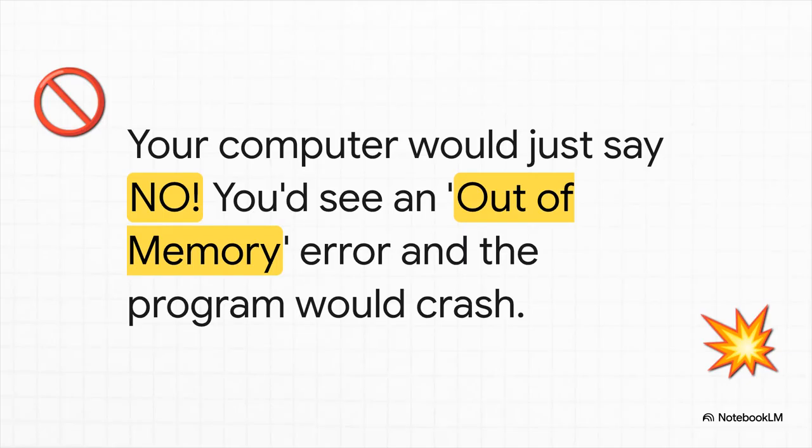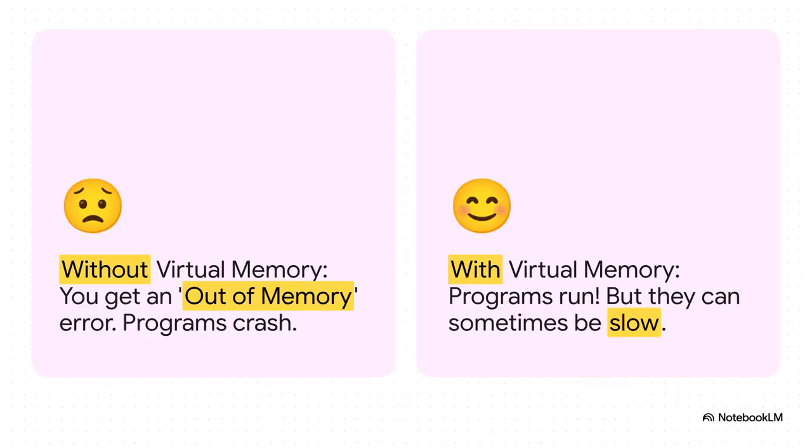The demand is just way bigger than the supply. So just for a second, imagine a world without this swapping magic. What would happen? Well, the instant you tried to open that third app, the one that tipped you over the 4 gigabyte limit, your computer would just say no. It would throw up its hands and you'd get that dreaded out-of-memory error. The program would either refuse to launch or everything would just crash. And this is where you see the core trade-off. Without virtual memory, you just hit a hard wall. End of story. But with it, the programs actually run. You can have all 3 open at once, which is amazing.